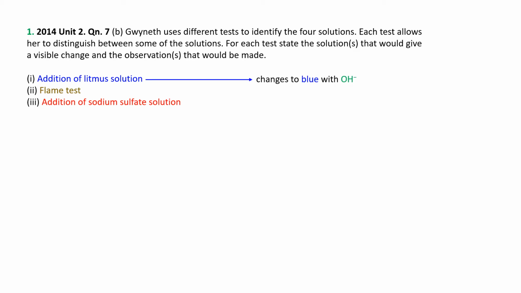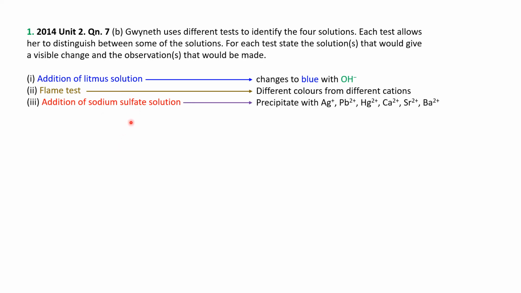Well, litmus, of course, is red in acidic and blue with hydroxide, so therefore it's a test for hydroxide. Flame tests give you different colors for different cations. And when you add sodium sulfate, adding the sodium means nothing. Sodium's always the spectator ion. But if you've got sulfate there, then there are various cations that have insoluble sulfates to give precipitates.